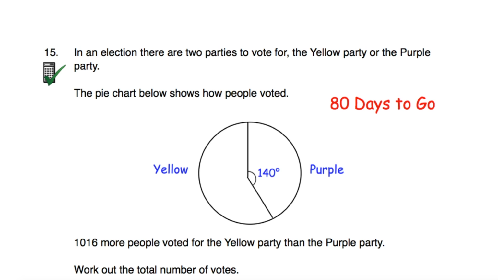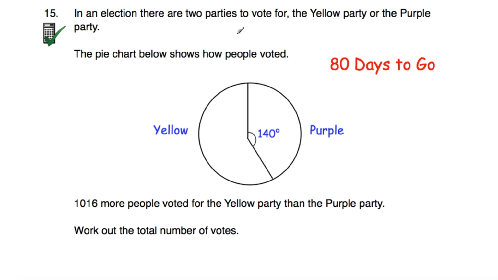Okay, next question. Question number 15 is on pie charts. So here we've got a pie chart. And if you watch 80 days to go, we covered pie charts. And in this pie charts question, we've been given this particular situation where there's an election between two parties to vote for, the yellow party and the purple party. The yellow party obviously got more votes than the purple party, and they got 1,016 more votes than the purple party. And you've been asked to find the total number of votes.